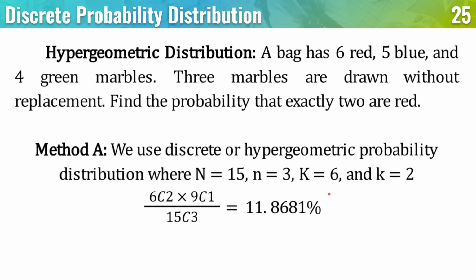So another one for hypergeometric distribution: a bag has 6 red, 5 blue, and 4 green marbles. So we know that there are a total of 15 marbles. 3 marbles are drawn without replacement. Find the probability that exactly 2 are red. It says here that there are 6 red marbles. So our big K is equal to 6.